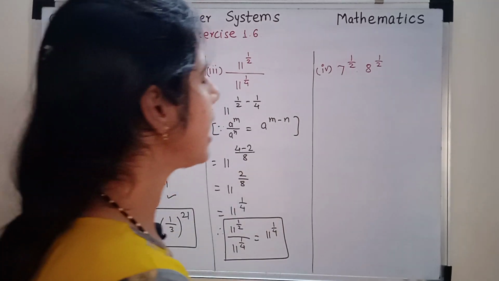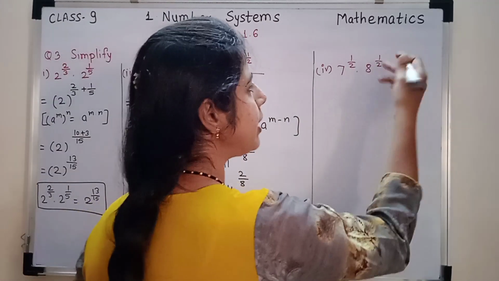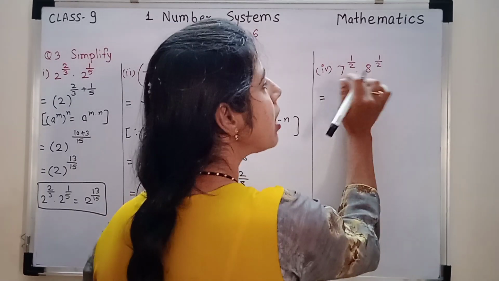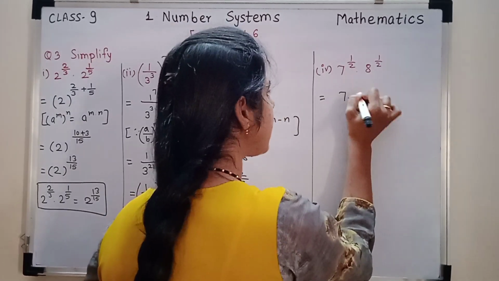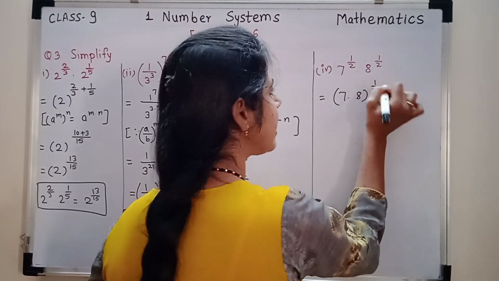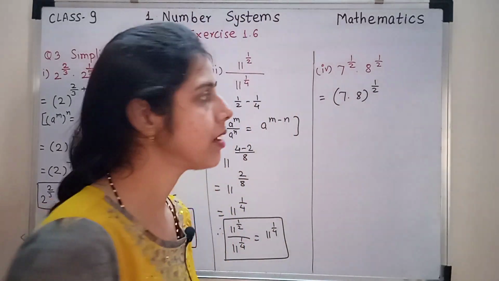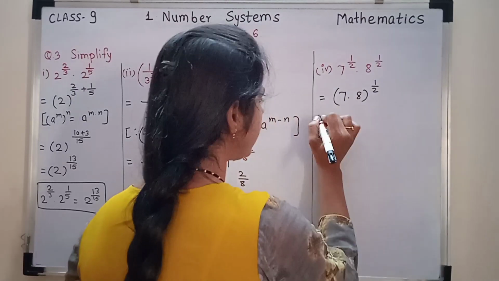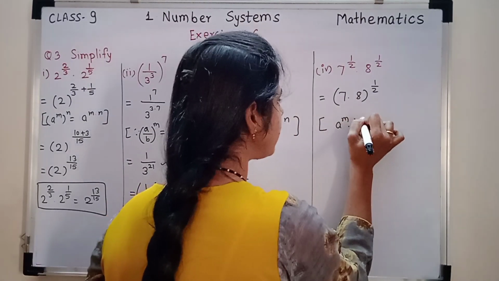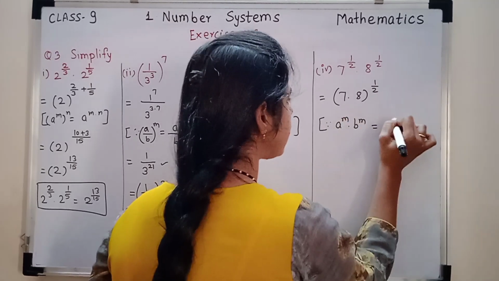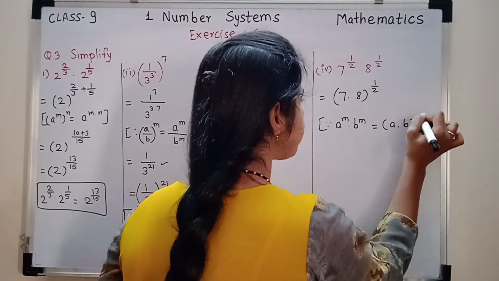Moving to the last example, 7 raised to half into 8 raised to half. Now look, the bases are different but the power is the same. Base different, power same. So we can write the powers as the same, taking them together. What we have used here is a raised to m into b raised to m is equal to a into b raised to m.